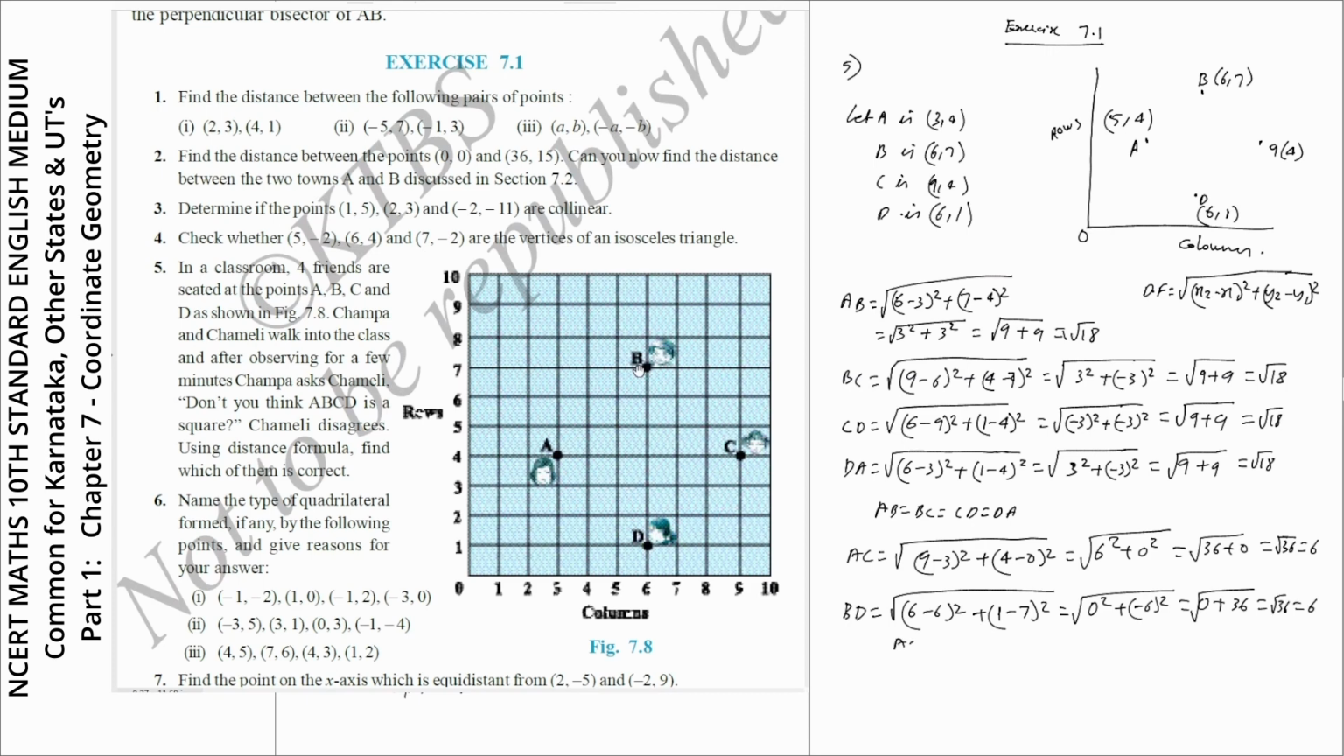Now AC is equal to BD. So all sides are equal and diagonals are also equal. Therefore, ABCD is a square.